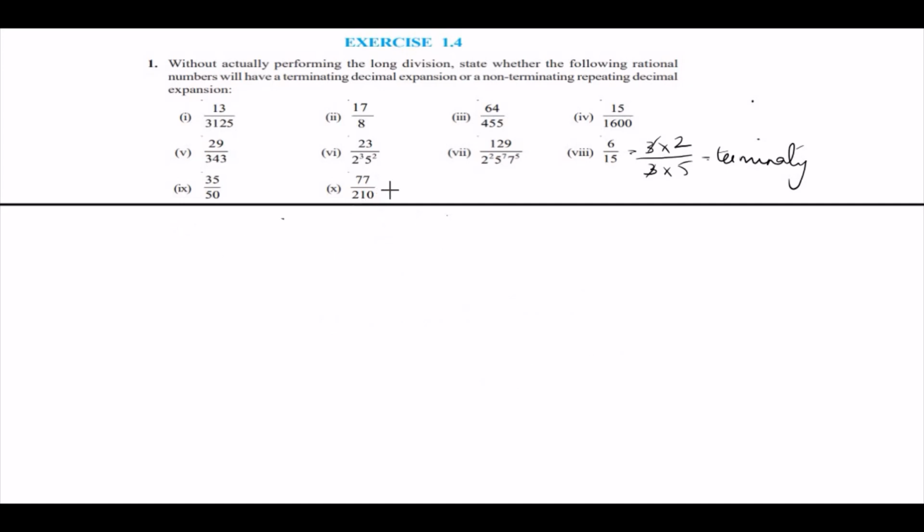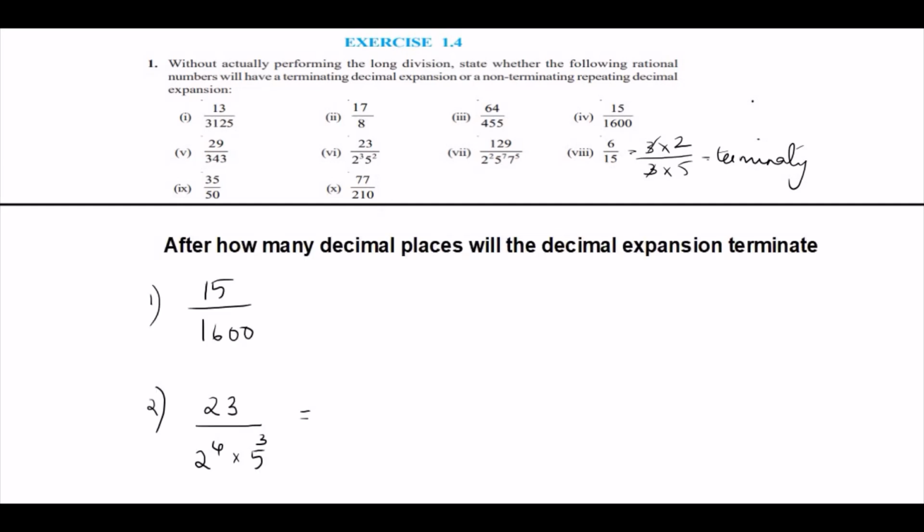And the last one you can do by yourself. It's very easy. Just check the denominator. There should be only factors 2 or 5 or 2 and 5. Sometimes you may get questions like this. That is, after how many decimal places will the decimal expansion terminate?